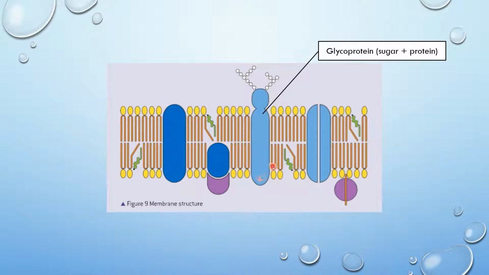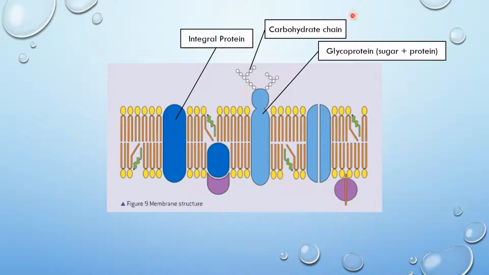You will need to know what a glycoprotein is. Basically, a glycoprotein is a protein with a sugar group attached to it. As I went over earlier, this sugar group serves as an identification factor. This is an example of a protein that functions as a source of communication. And yeah, that's the carbohydrate chain, or the sugar. That is an integral protein.